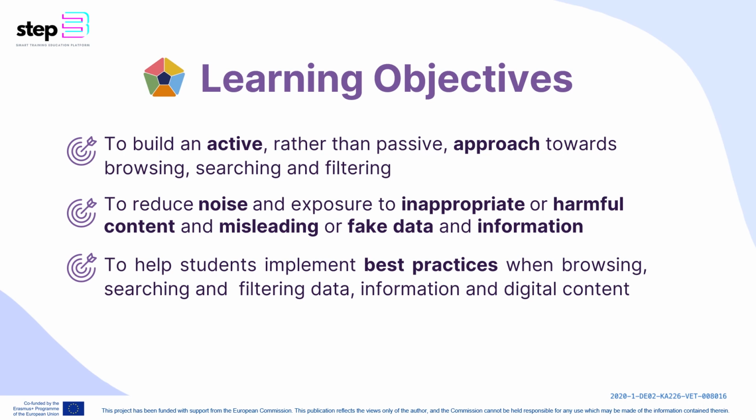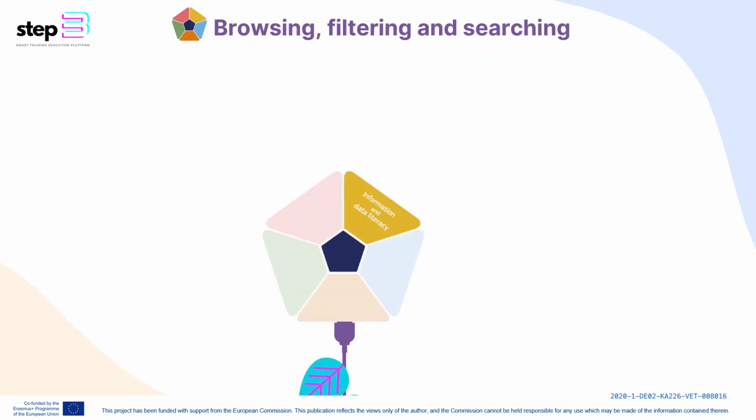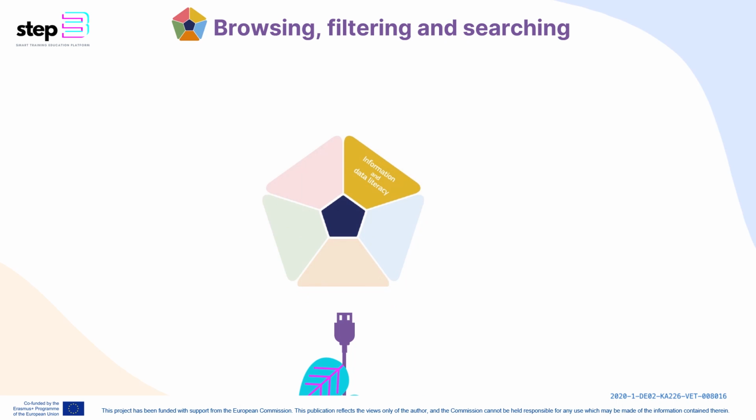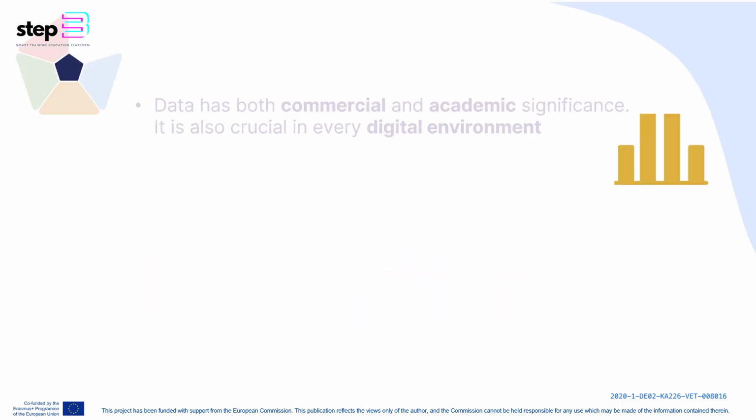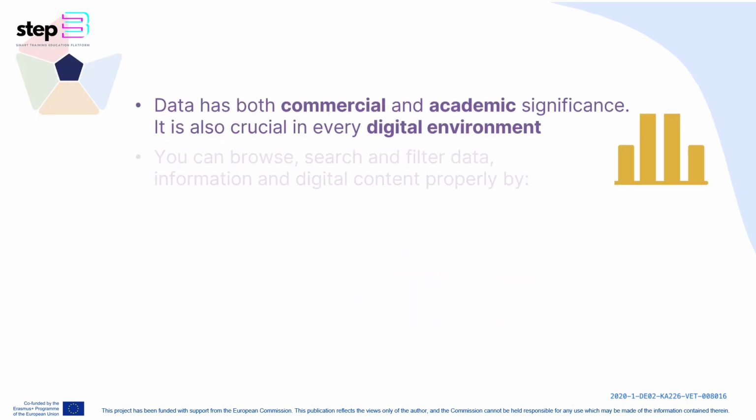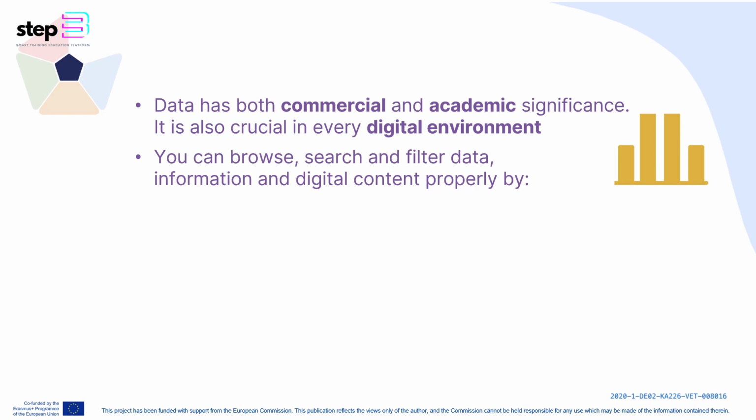What does it mean that the competence of browsing, searching, and filtering data, information, and digital content belongs to the competence area of information and data literacy? Data has both commercial and academic significance. At the same time, it also has a crucial part to play in every digital environment. This constitutes the reason why browsing, searching, and filtering have an academic and commercial impact, as this determines the authenticity and value of the data collected.